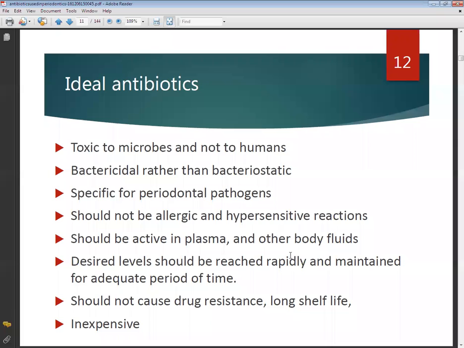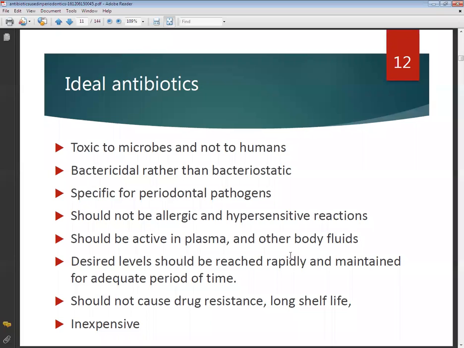So, what are the ideal requisites or properties of your antibiotics? First, it should be toxic to the microbes and not to the humans. So, this is the ideal requisite. Your antibiotics should be toxic to your microbes and not to the humans. It should be bactericidal rather than bacteriostatic. It should be specific for periodontal pathogens.